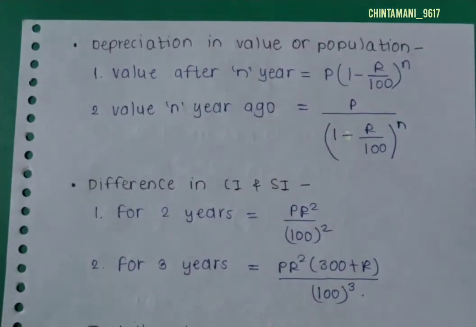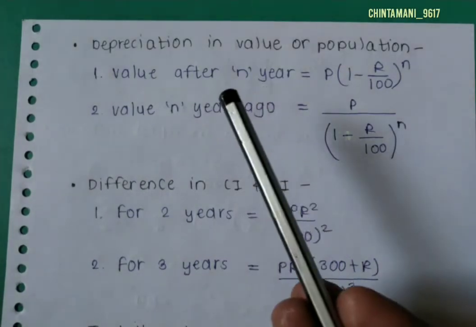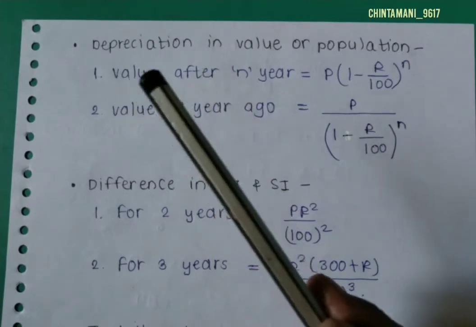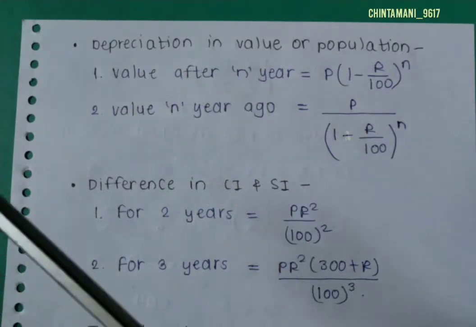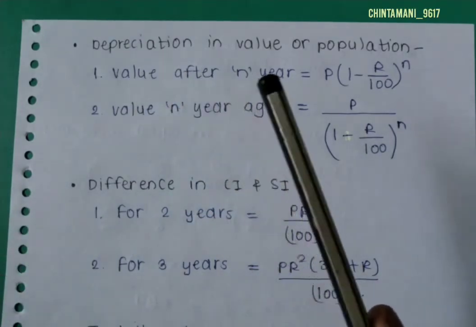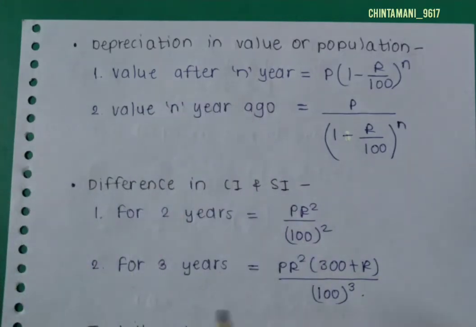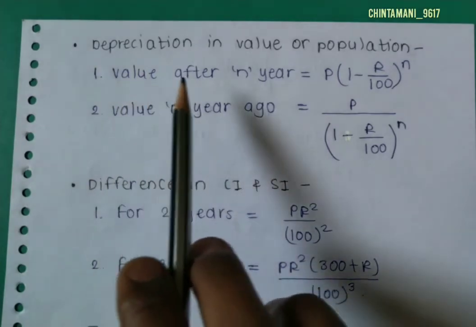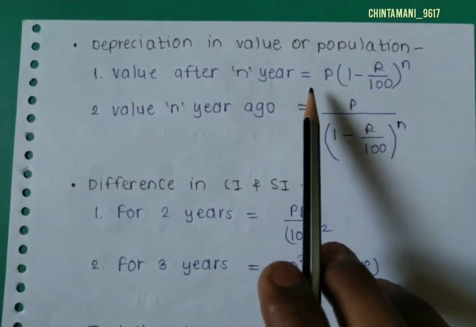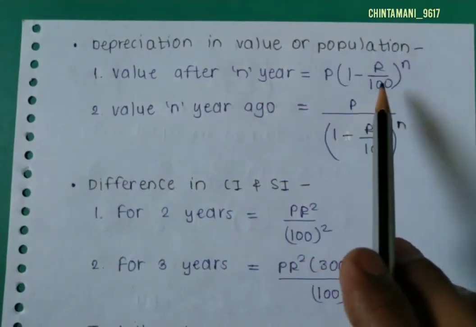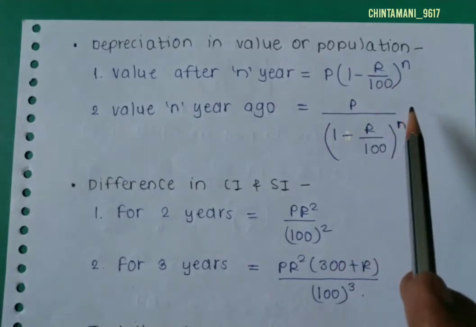That means if we have taken any product, suppose we have taken this pencil from a store, its value is 10 rupees. Suppose after 10 years its value is depreciated and becomes 8 rupees. That is the depreciated value. To calculate that value after n years, it is equal to P (1 - R/100)^n.